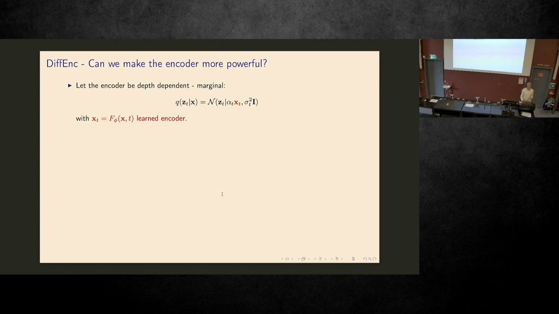Okay, so what we did in an ICLR paper we had earlier this year was to ask, can we make the encoder more powerful, right? So remember that in the VDM, we just put x here. Can we put a small innocent t subscript, meaning that we actually let x_t be a learned function of the input and the layer index? Can that improve our model? Can we get a better log likelihood? Can we get better generated images and so on? That was what we asked.